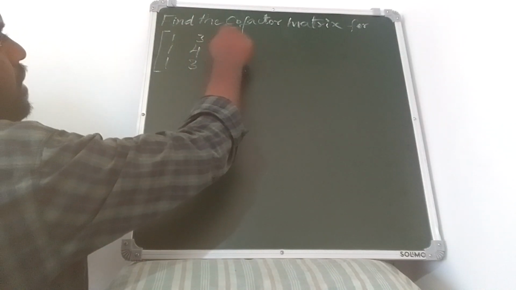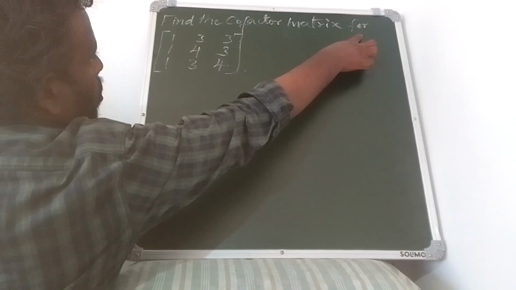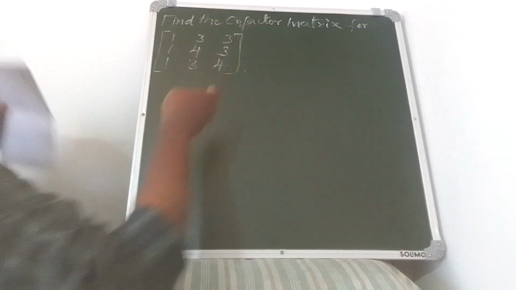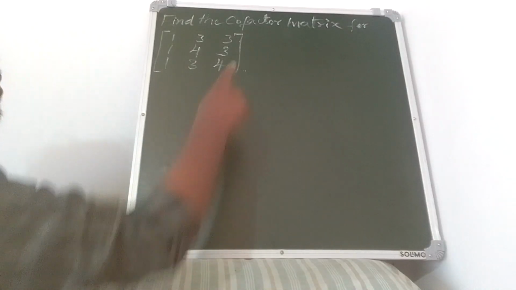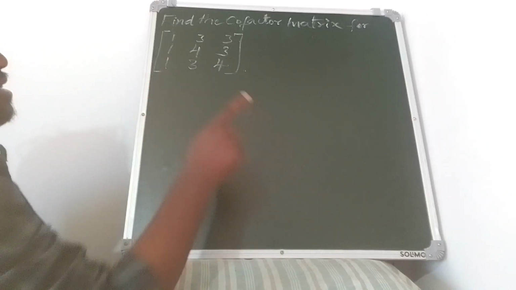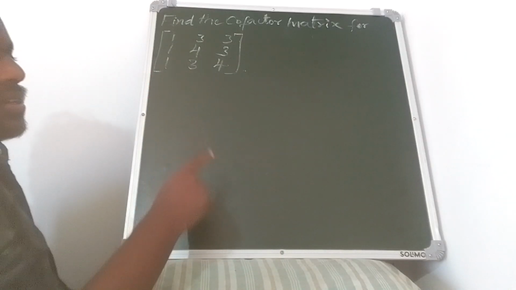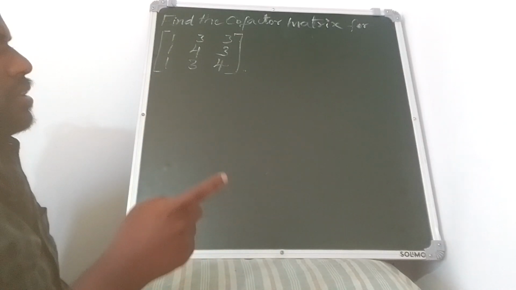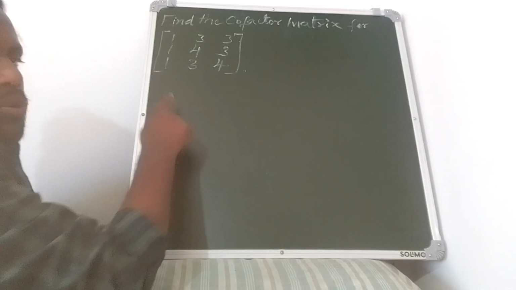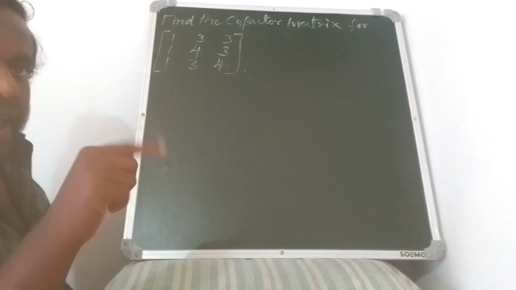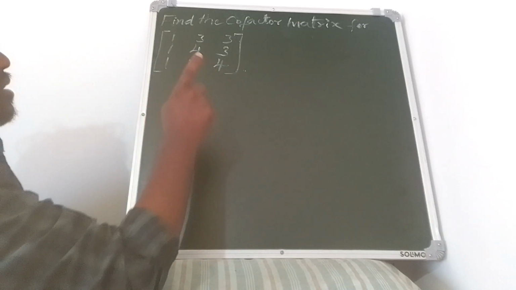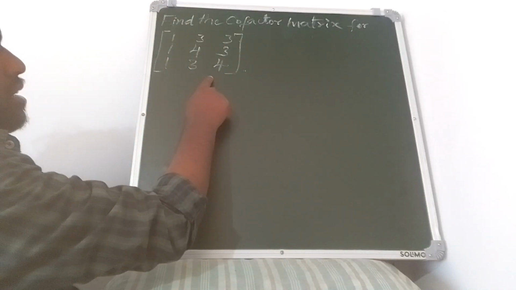Find the cofactor matrix for this matrix. Before finding the cofactor matrix, first we need to find the minor matrix for this matrix. Here I will just write the minor of this matrix now, because I have already explained how to find the minor matrix for this matrix.